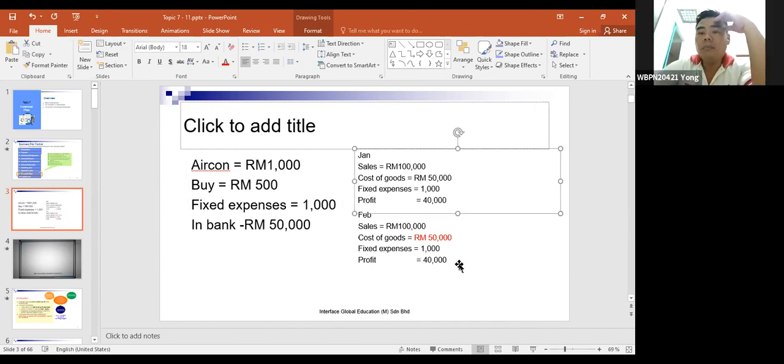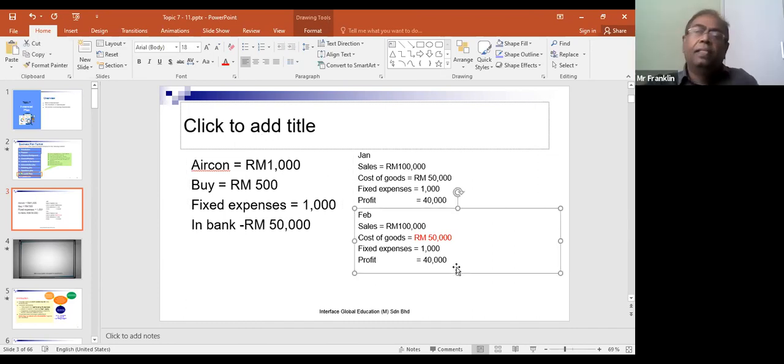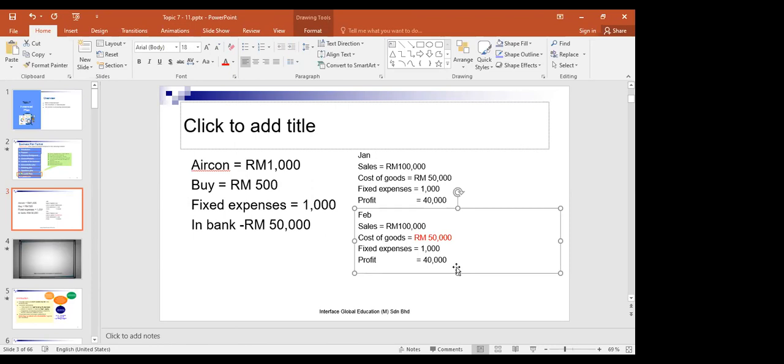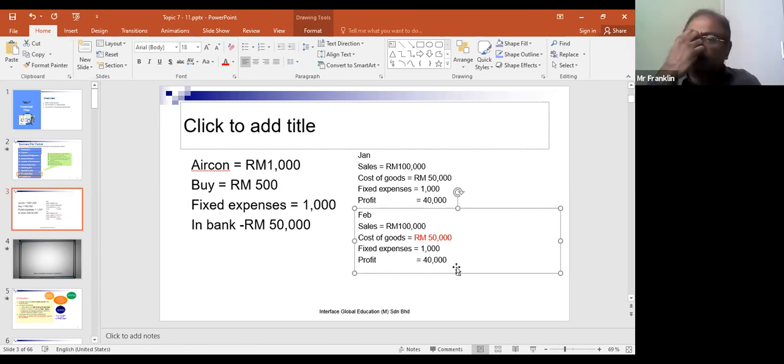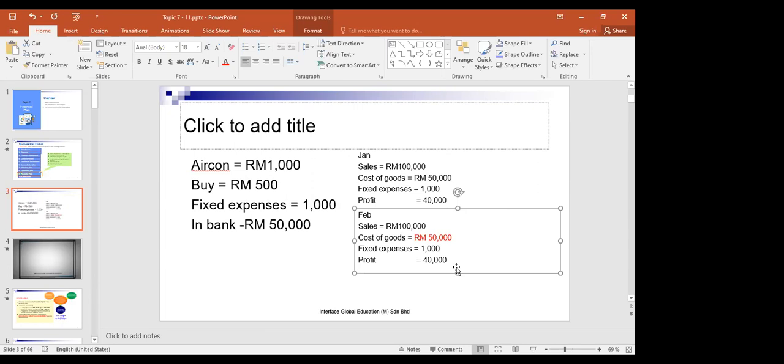So now how much money do I have in the bank now? 0. How come 110,000? In January, I started the business with 50,000 in the bank, right? I borrowed from somebody. My uncle gave me 50,000. I put the 50,000 in the bank.